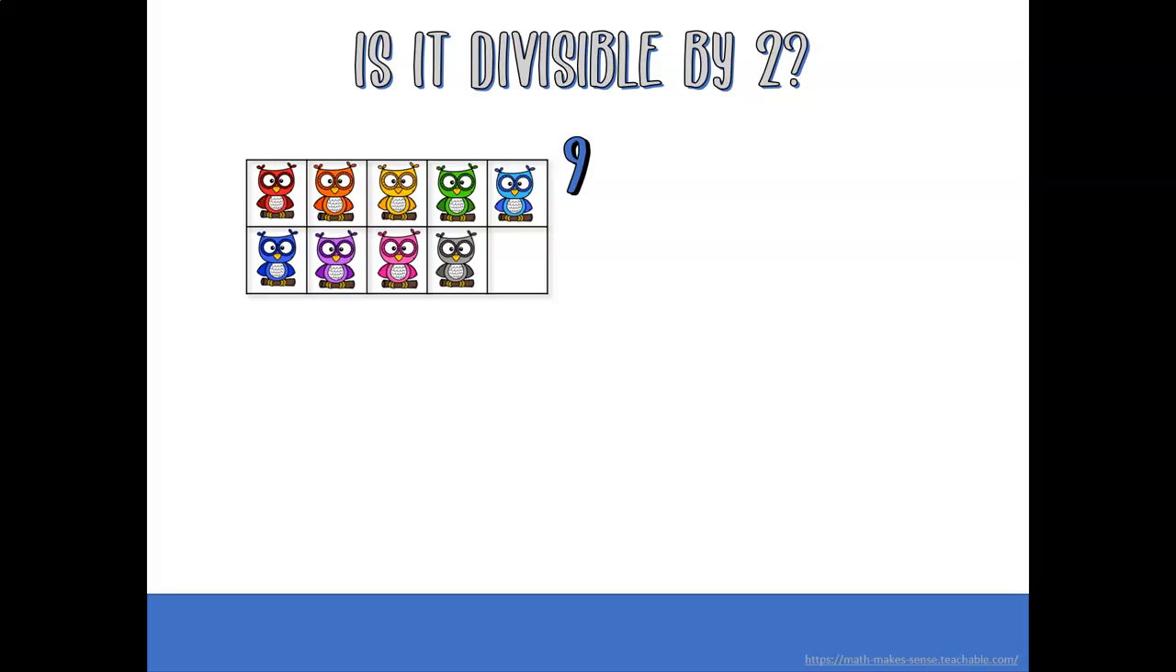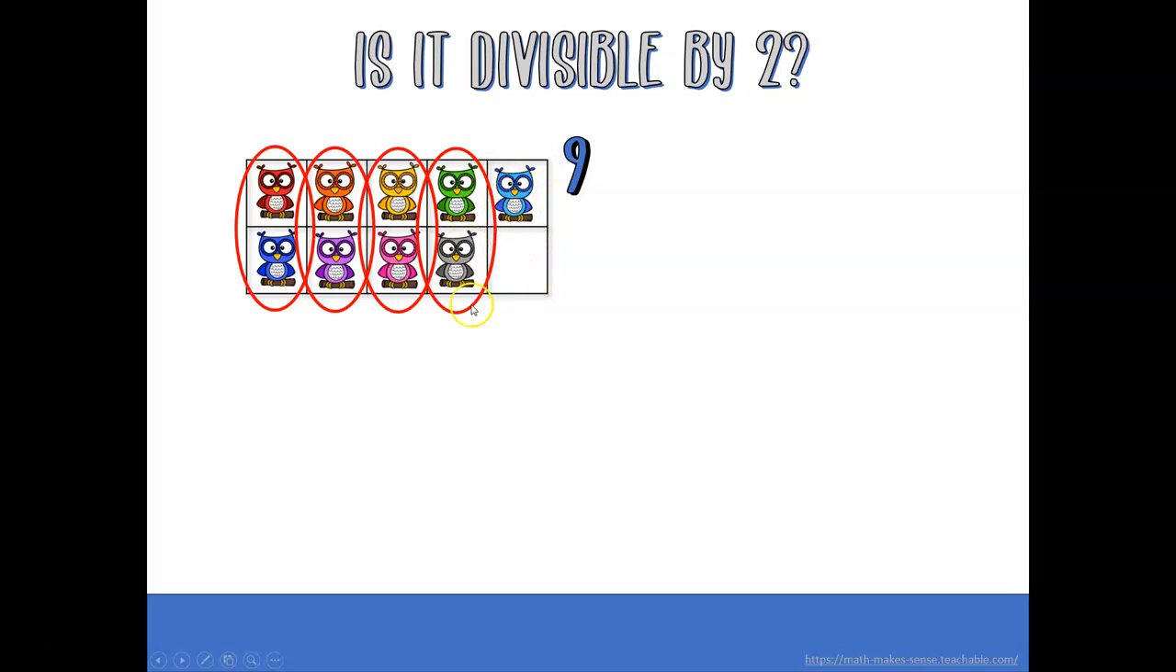Okay, so we're going to jump into divisible by 2. And we're going to be taking a deep look at each one of these and then develop a rule based on them. So let's take a look at the number 9. In this 10 frame, we have 9 owls, and we want to see, is it divisible by 2? So that means we want to break it up into groups of 2. So there's 2, another 2, another 2, another 2, and there's 1 left over.